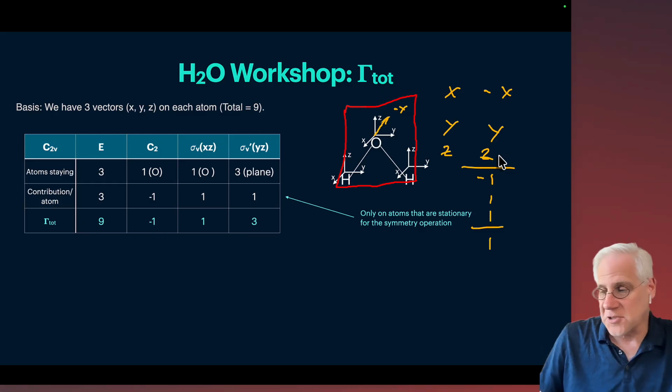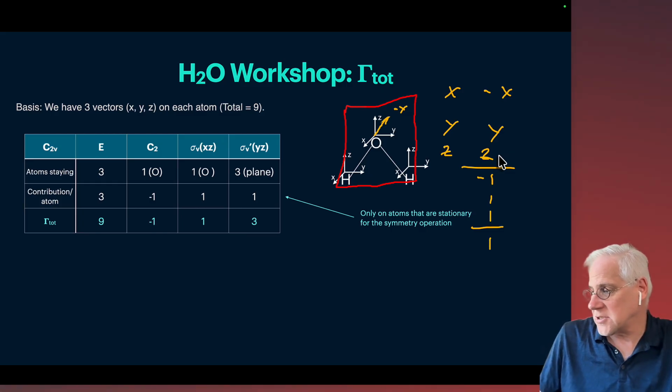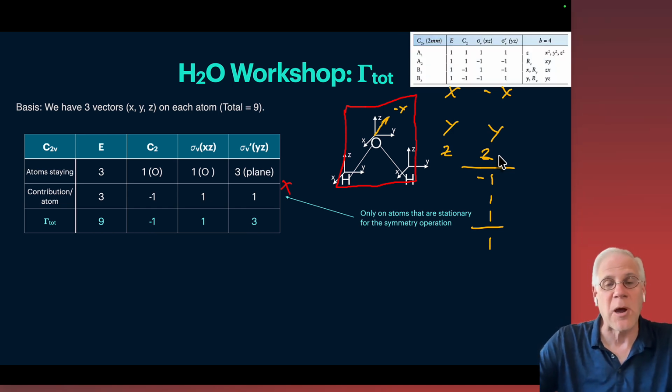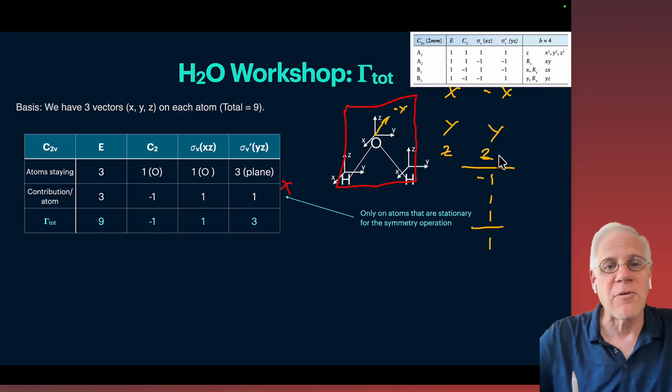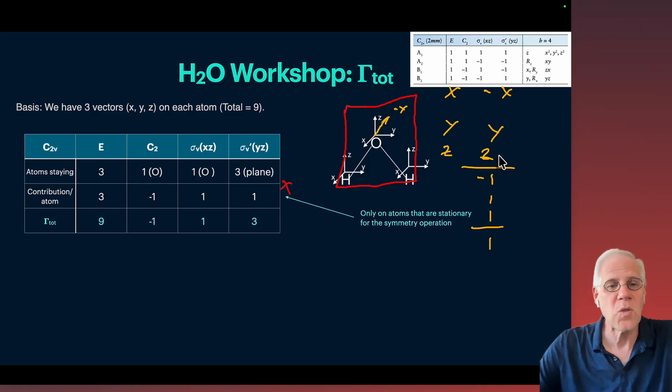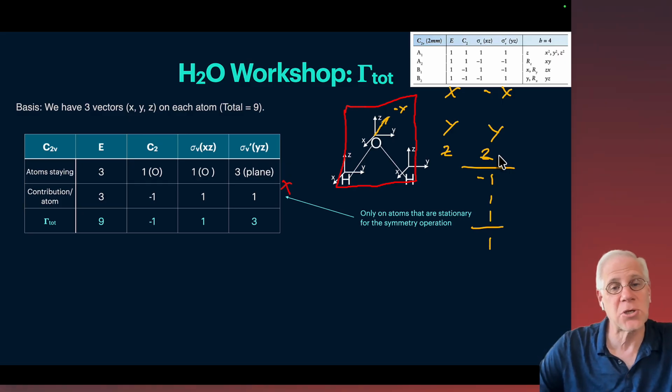Now to get my gamma total, the total effect here, all we're going to do is take these. Remember, these basically are matrices here. We're just going to multiply them down through, and it makes life really nice. I'm just going to take this top row and multiply it by the bottom row. So I have 3 times 3 is 9, 1 times -1 is -1, 1 times 1 is 1, 3 times 1 is 3. And what this does is it gives me my reducible representation of all the various motions of the atoms in oxygen. And that includes all translations, all rotations, and all vibrations.